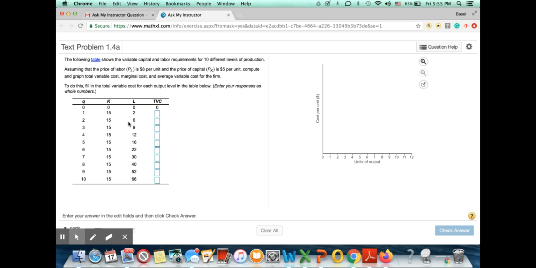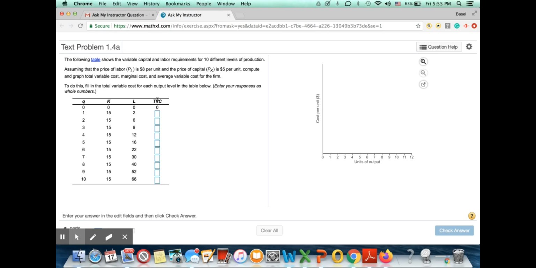Okay, so we have a production table. Basically, we have the combination of labor and capital that is associated with different levels of output. Notice that capital is assumed to be fixed and labor is variable. So capital is 15 units and labor is the variable input in this case.